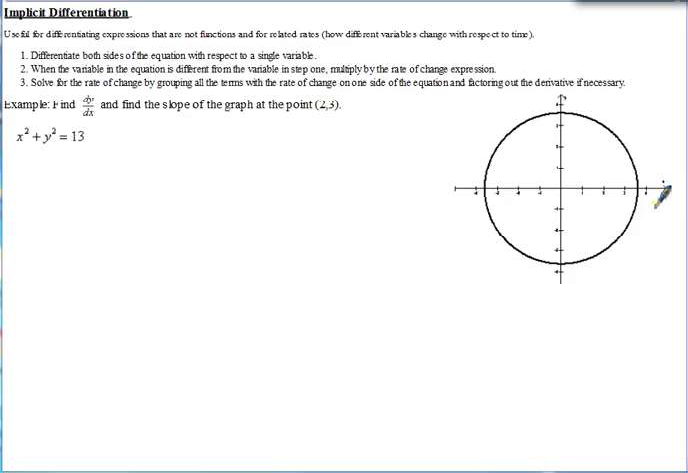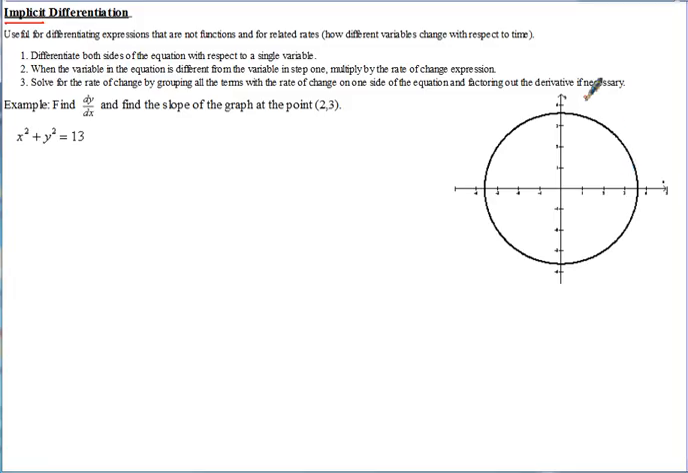These are the notes for AP Calculus on the topic of implicit differentiation. Implicit differentiation is used when you're taking the derivative of things that are not functions. So you can see we've got the equation x squared plus y squared equals 13, which gives us the circle.